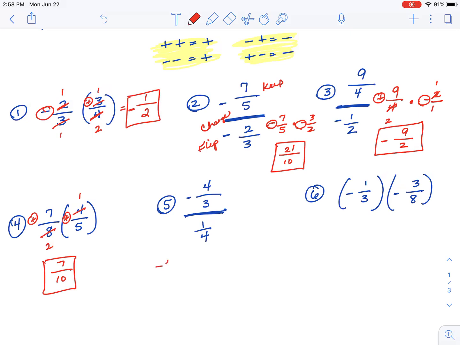Okay, here we're going to keep the negative 4/3, change the division to multiplication, and flip 1/4 to 4/1. I look across here. I cannot cross reduce. They're neighbors. I look here, I cannot cross reduce because 1 is done. So that is 16 over 3, and that is a negative multiplied by a positive. So this is a negative 16 thirds, and that is my answer.